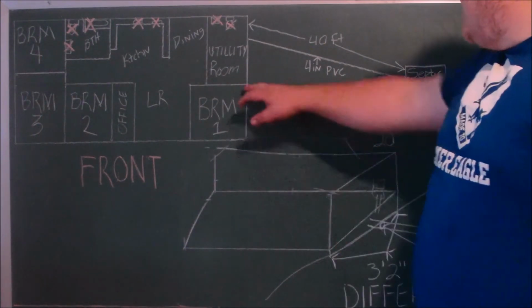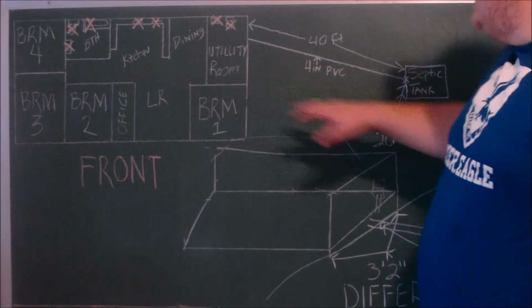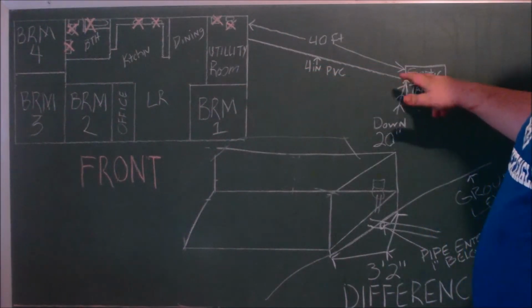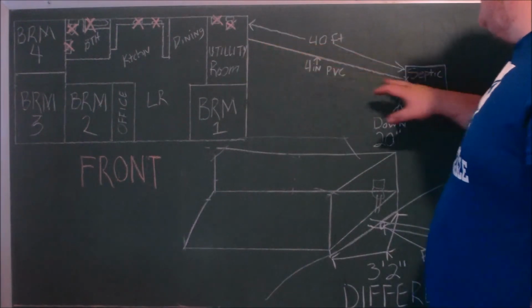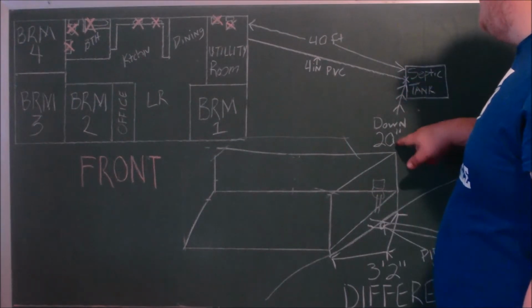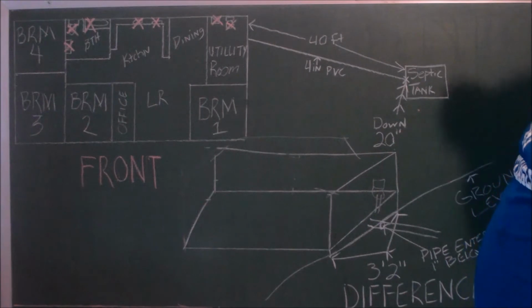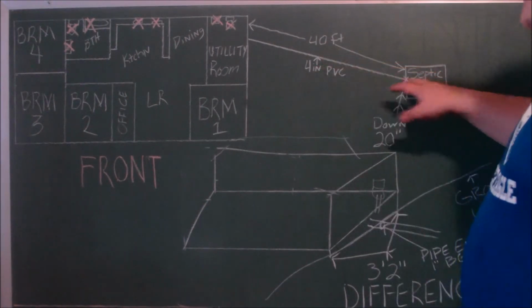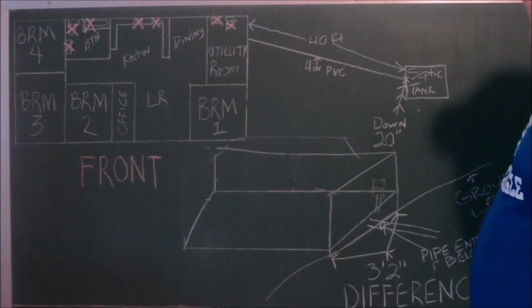But the house is actually downhill from the septic tank. The septic tank is actually uphill from the house. So by the time you go level line, you're already down 10 inches, and then you go down another 10 inches to make your 20 inches, and that's right at the quarter of an inch per foot. So that worked out almost perfectly. I don't know how I got that lucky, but it did.